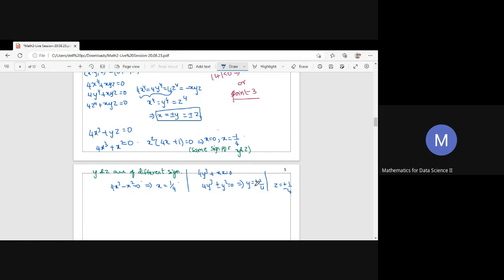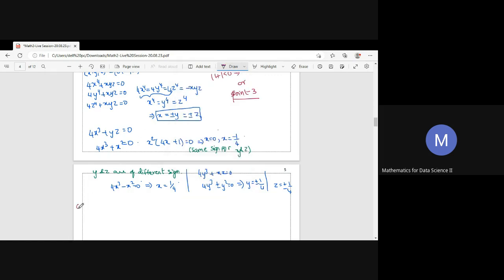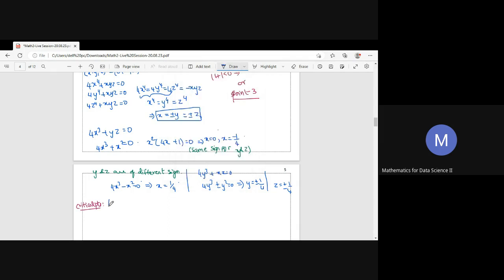So what are the critical points now? Already the first case we have written where all of them are 0. So the critical points are 0, 0, 0. Then all of them 1 by 4, 1 by 4, 1 by 4. Then the cases with 2 positive, 1 negative.